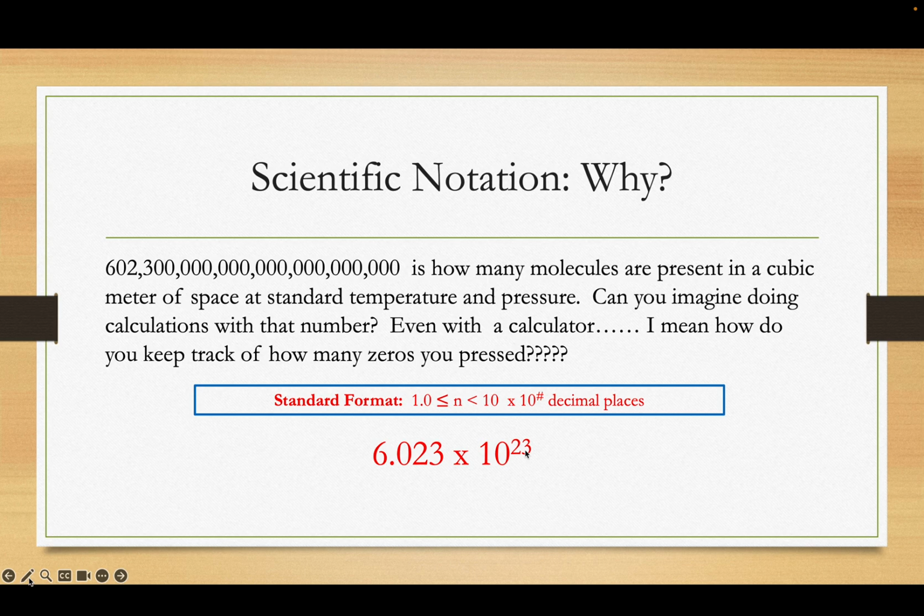So the 23 places is the exponent, and then the number I get in the front, 6.023. That, by the way, is a very famous number called Avogadro's number. I'm 61 years old now. I haven't studied it in 43 years, but I still remember Avogadro's number.